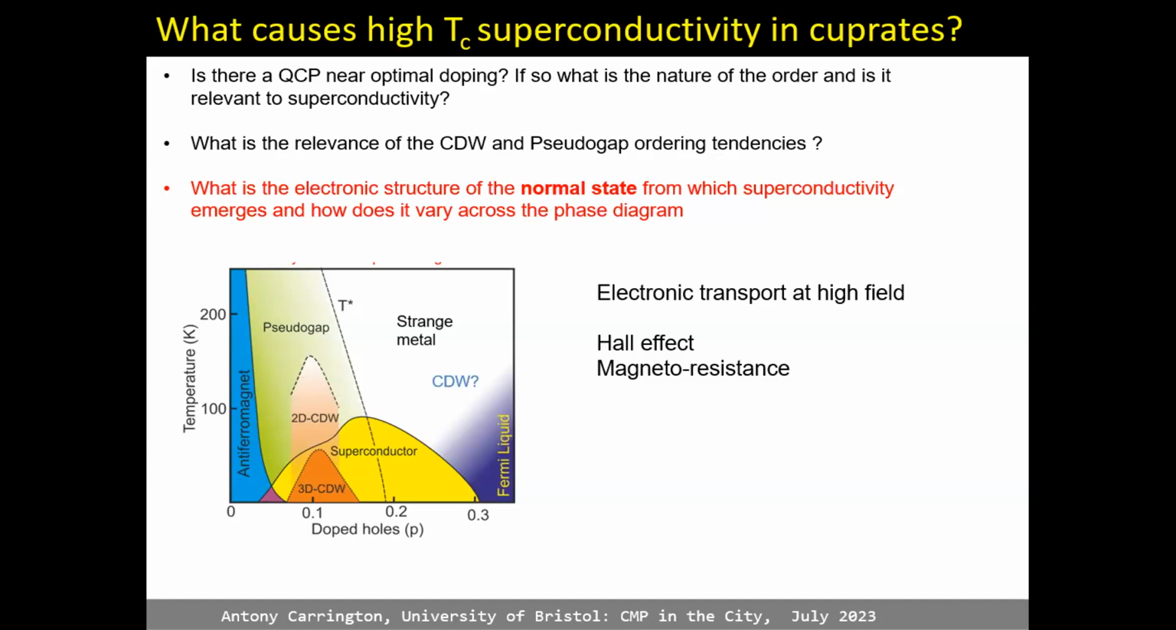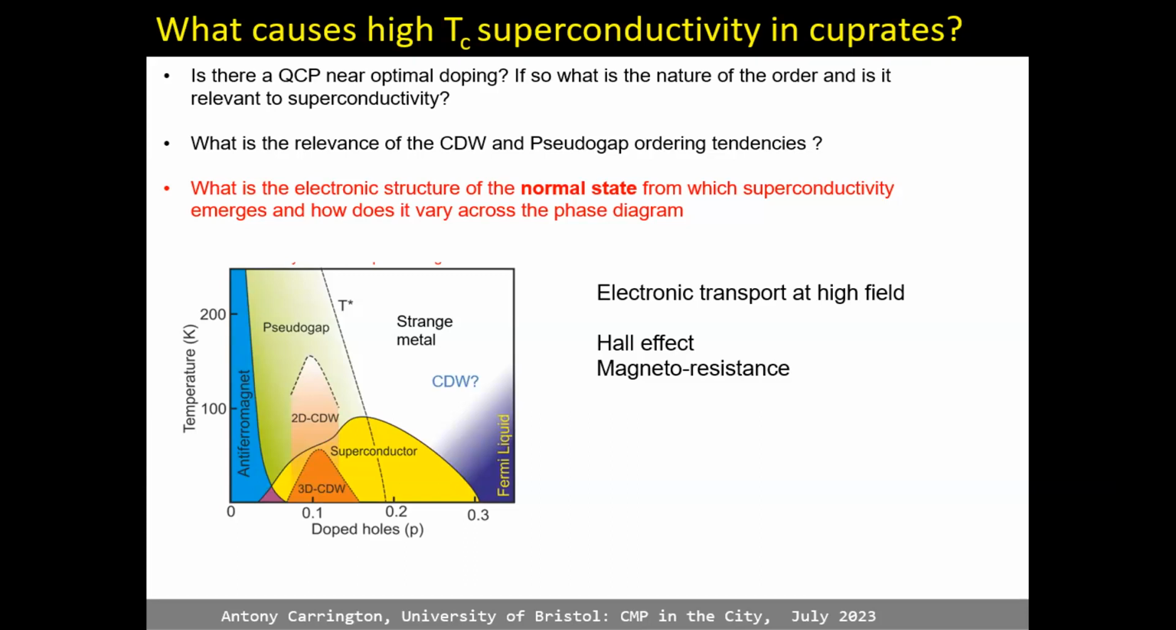So that's a clear question. And then in the underdoped part of the phase diagram, what's the relevance of the charge density wave and the pseudogap? I call them ordering tendencies rather than phases, because that's my view. And this talk is really going to look at what's the electronic structure of the normal state in which superconductivity emerges, and how does it vary across the phase diagram.